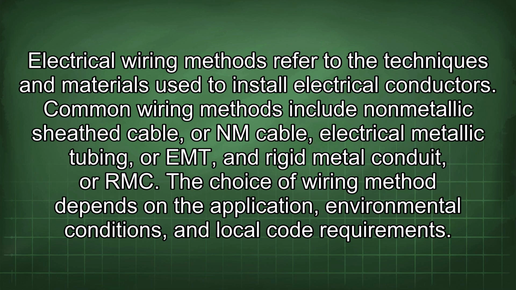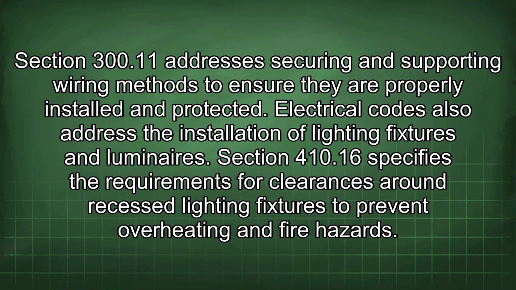Electrical wiring methods refer to the techniques and materials used to install electrical conductors. Common wiring methods include non-metallic sheath cable, or NM cable, electrical metallic tubing, or EMT, and rigid metal conduit, or RMC. The choice of wiring method depends on the application, environmental conditions, and local code requirements. Section 300.11 addresses securing and supporting wiring methods to ensure they are properly installed and protected.